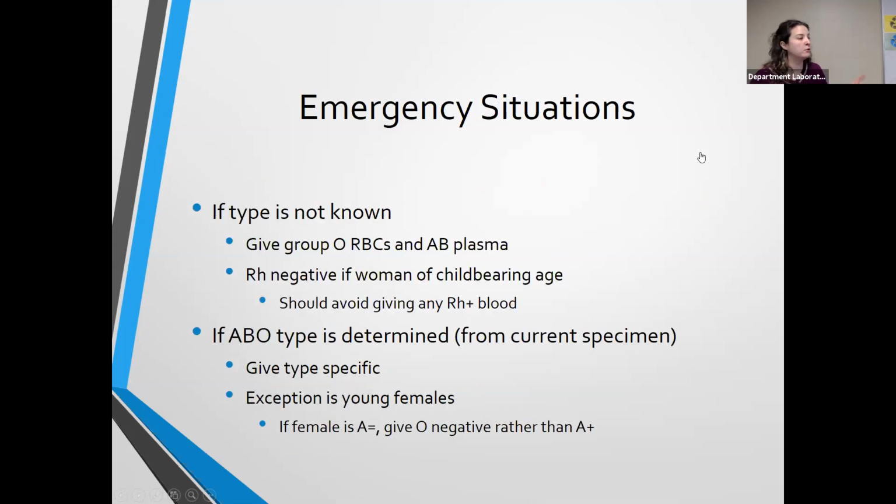Right, and so until your type is known, we will always give O red cells and AB plasma, okay? And again, if you're a patient, even if you don't know their ID, but you know they're a 27-year-old female, do not give them Rh positive, okay?